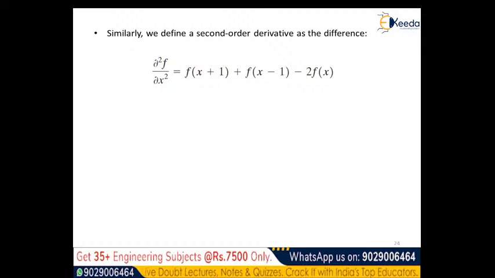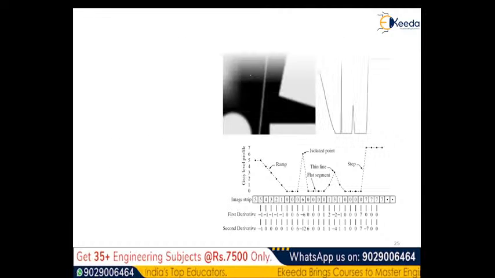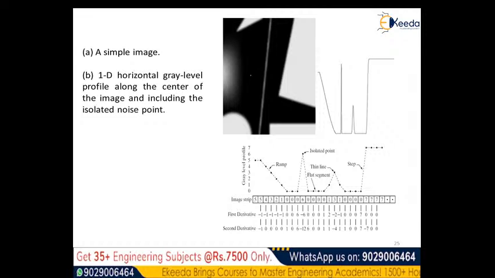Now here, when we consider the two variables f of x comma y, we have the example represented in visual form here. So the effect you can see. Now here we have part A, a simple image. In part B, we have a one-dimensional horizontal gray level profile along the center of the image, including the isolated noise point here.